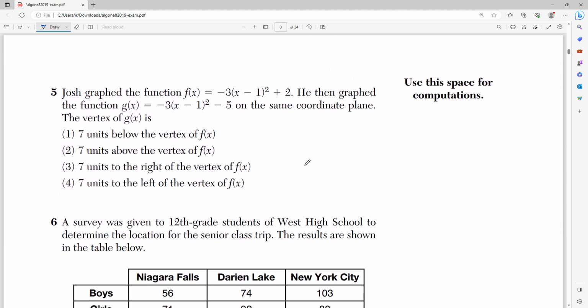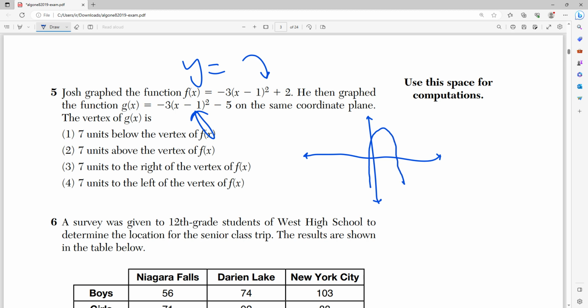Number 5 says Josh graphed the function f of x equals -3x minus 1 squared plus 2. He then graphed the function g of x, which is -3x minus 1 squared minus 5 on the same coordinate plane. The vertex of g of x is what? Folks, you have a graphing calculator on this test. I advise you use it to its max. Just graph it. Go into y equals, graph this, and then graph this, and then press graph. What you're going to be left with are these two lines.